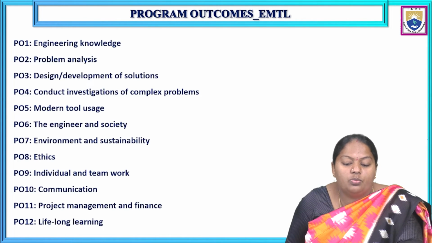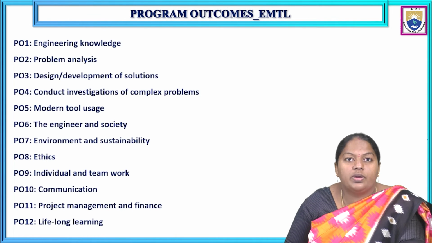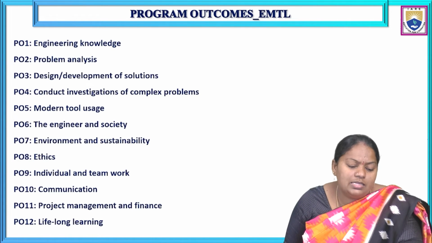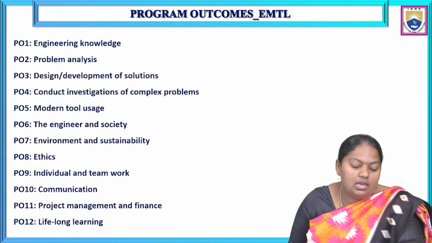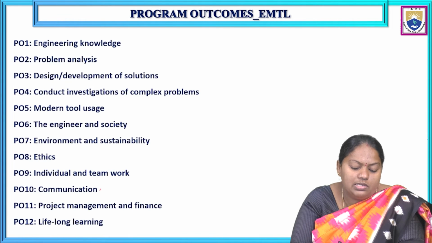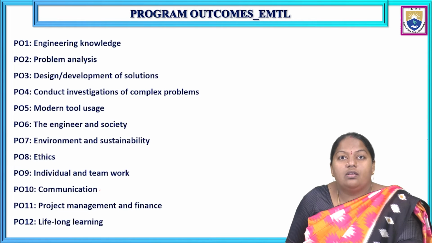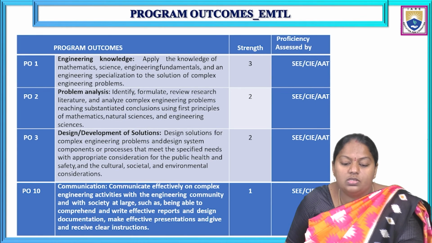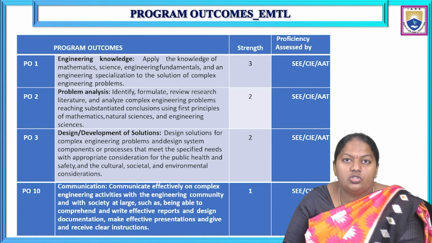Out of all these 12 program outcomes, in my course, particularly Electromagnetic Waves and Transmission Lines, I used the first three COs for engineering knowledge and problem analysis, and in some cases design or development of solutions. Along with these first three, my course is completely based upon communication, so I am mapping PO10 also for my course. So these are all the program outcomes mappings, with proficiency assessed, how it is to be attested.